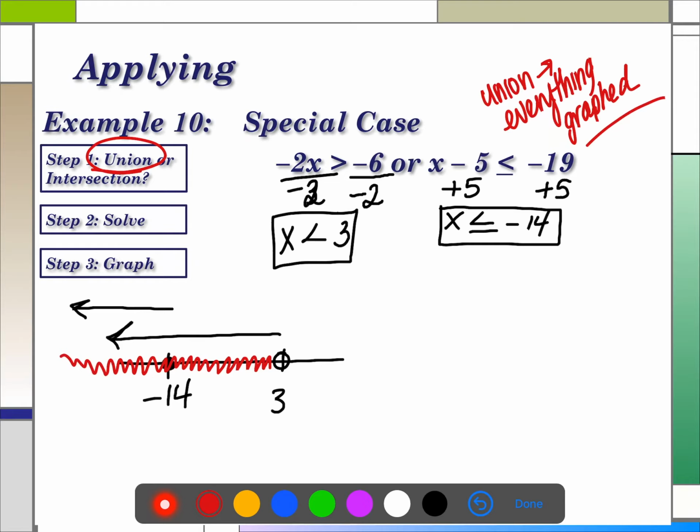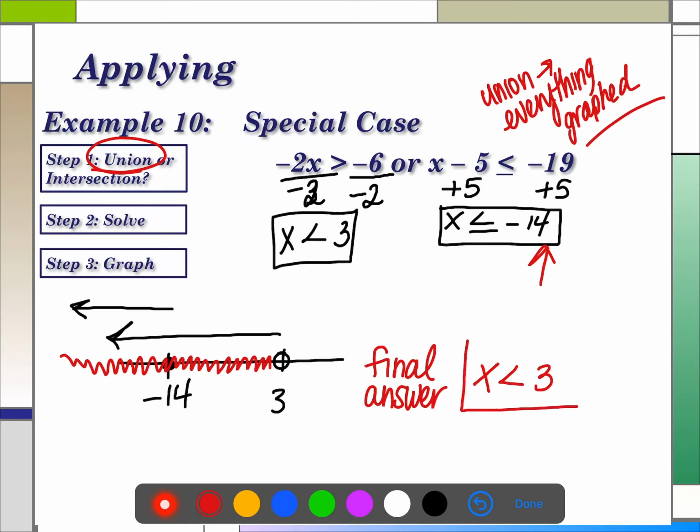Since my shading goes right through the negative 14, I don't really have to worry about stating that in my final answer, because the shading going through it implies that x is going to be less than or equal to negative 14. So the only thing I need for my answer is x is less than 3. Since the shading goes right through this other number, I don't need two statements as part of my final answer.